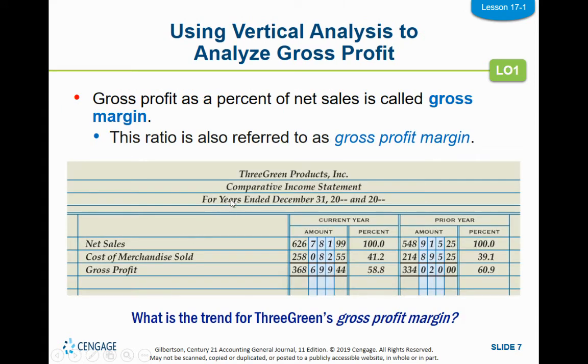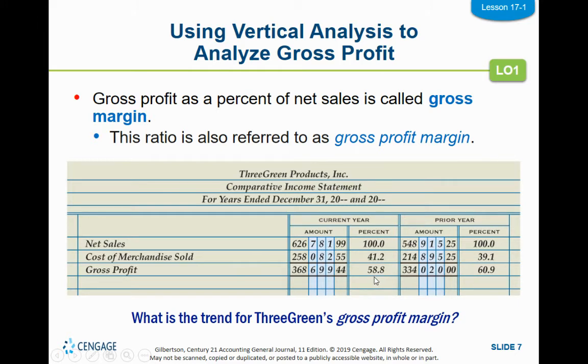So gross profit as a percentage of net sales is what we call gross margin. So this is just what I was showing you on that last slide, this same thing here. This ratio is also referred to as gross profit margin. So what is the trend for our gross profit margin? You're going to look at this, and this year is 58.8. Last year it was 60.9. So the trend is that it is going down a little bit.